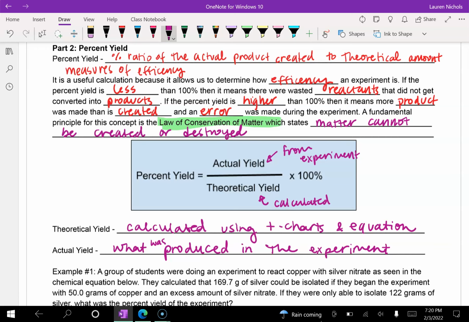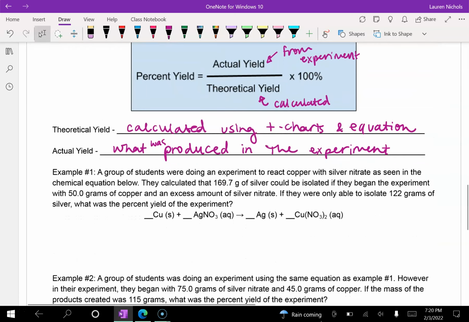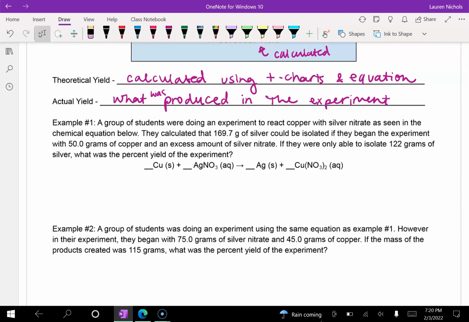Okay, so let's look at a couple of examples. All right, so example number 1. A group of students were doing an experiment to react copper with silver nitrate as seen in the chemical equation below. So we see that we have copper with silver nitrate, and it's reacting to produce silver and copper nitrate. So they calculated that 169 grams of silver could be isolated if they began the experiment with 50 grams of copper.